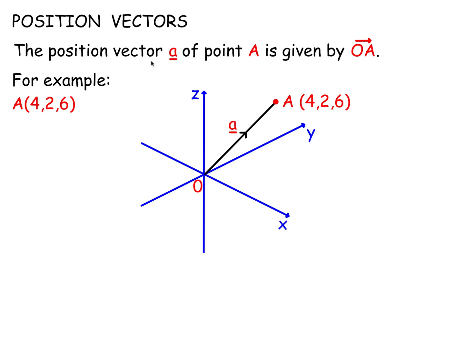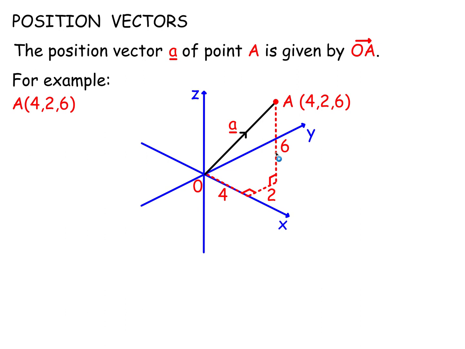A position vector for a point is simply how you get from the origin to that point. So this is point A, 4, 2, 6. How do you get from the origin to A? Well, you go 4 to the right, 4 onto the x coordinate, 2 onto the y coordinate, 6 onto the z coordinate. So to go from the origin to A, 4 on the x, 2 on the y, 6 on the z.